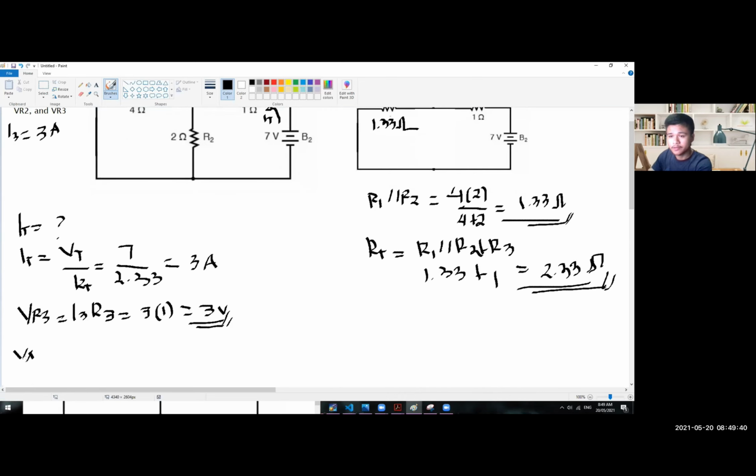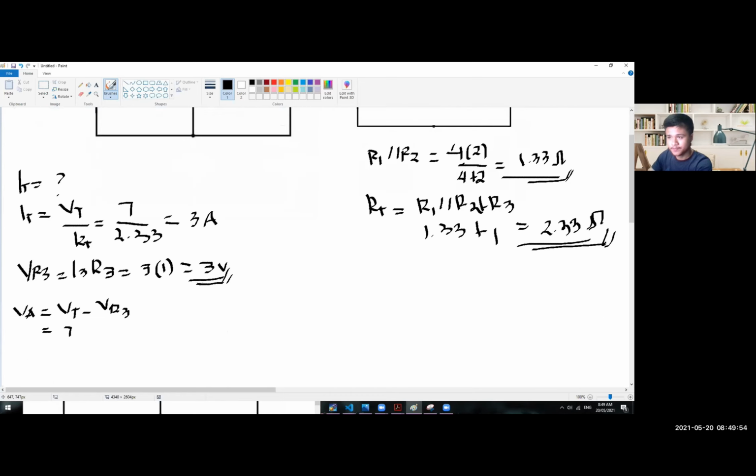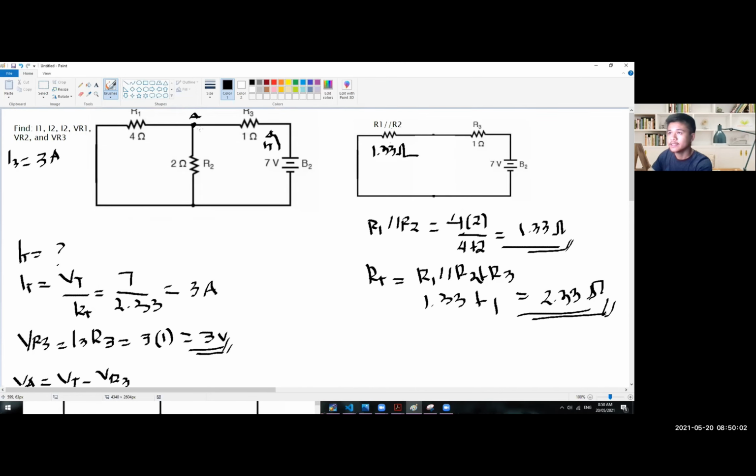So in order for us to get the voltage at point A, we need to get the V total minus the VR3, okay? Wherein V total is 7 volts, and VR3 across here is 3 volts. So this will give us a result of 4 volts. So at this point, we have a value of 4 volts.